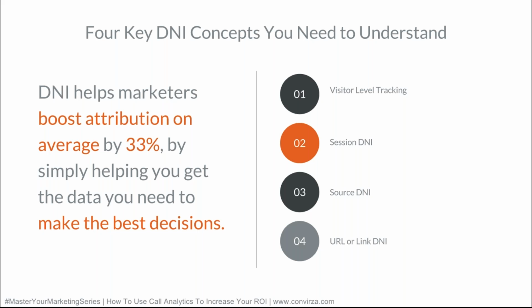Source DNI is really around just categorizing calls by channel. So if you only care to know that your calls are coming from Google or Facebook or from Yellow Pages, then you can use a source DNI strategy to make sure that you are aggregating those calls. And I'll show you a quick example of that. And then the overlooked one, I think, really is this URL or link DNI, which is using links in other media to basically control and figure out if those vehicles are generating calls.